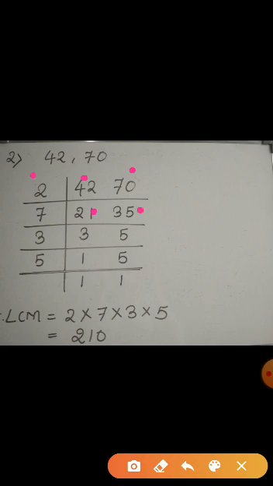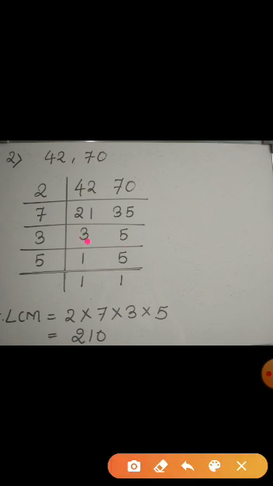If you want, you can divide by 7 as well, because 7 is also a common prime factor of 42 and 70, right? 7 sixes are 42 and 7 tens are 70. So you can divide it by 7 as well. No problem. Now I am going to divide 21 and 35 by their common prime factor. The common prime factor of 21 and 35 is 7. 7 threes are 21 and 7 fives are 35.